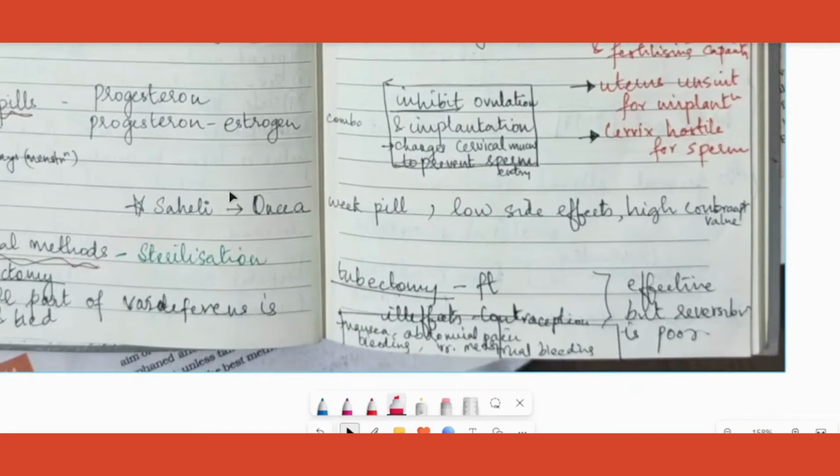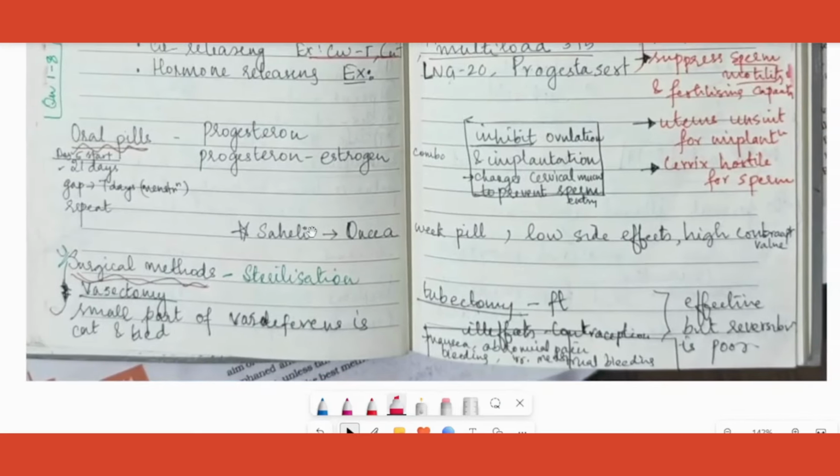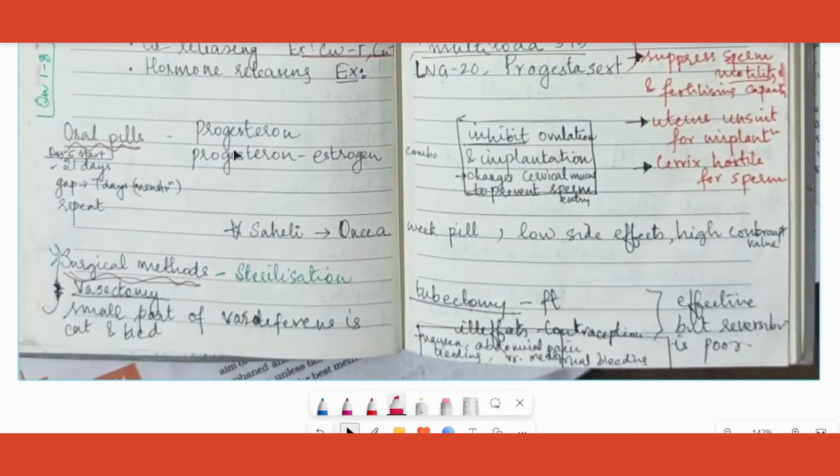What are oral pills? It is a pill taken in order to prevent pregnancy. And which hormone is used in that? Very important. Either progesterone or a progesterone-estrogen combination. Very, very important. Please study that. How does it function? It inhibits ovulation and implantation, and changes the cervical mucus to prevent sperm entry. These 2 points you need to write for that.